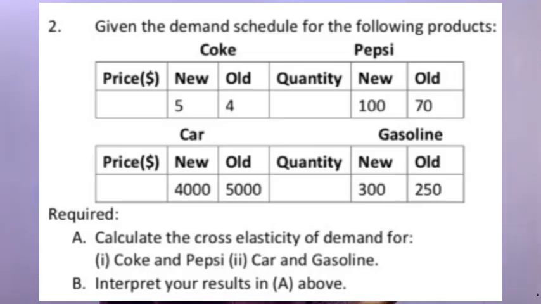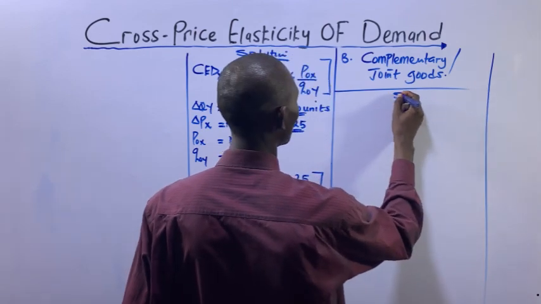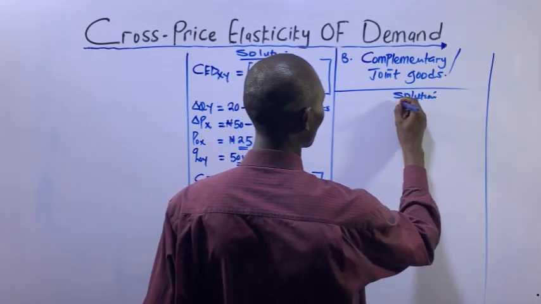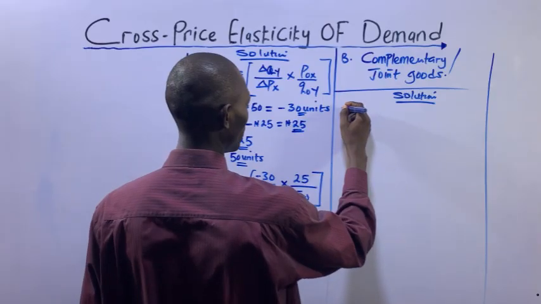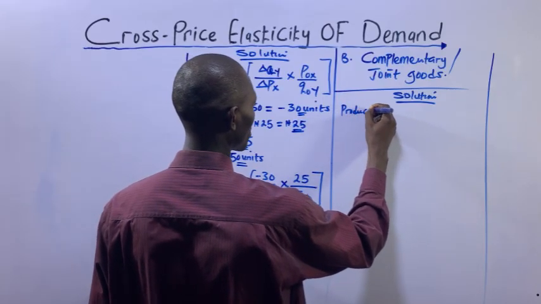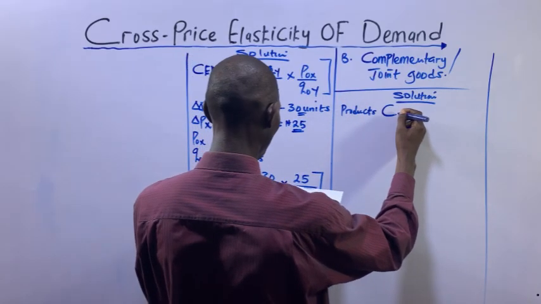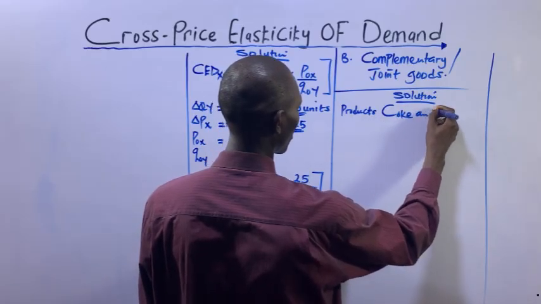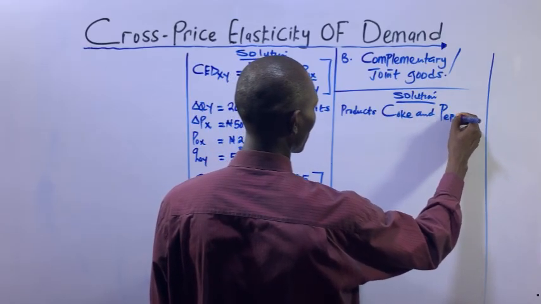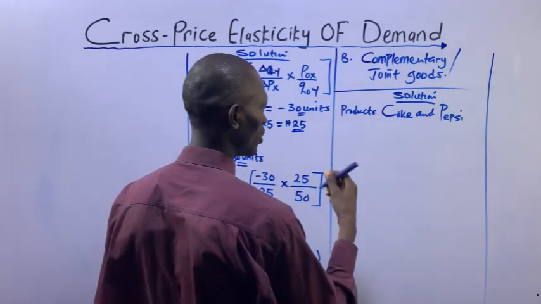So the new price of Coke is $5. The old price of Coke is $4. The new quantity for Pepsi is 100 units. Then the old quantity for Pepsi is 70 units. Then for car, we're going to get to that. So solution. Products: Coke and Pepsi. That's the two products we want to calculate.